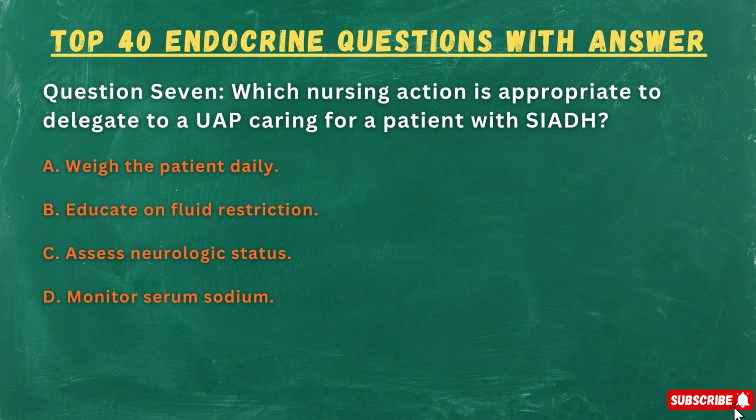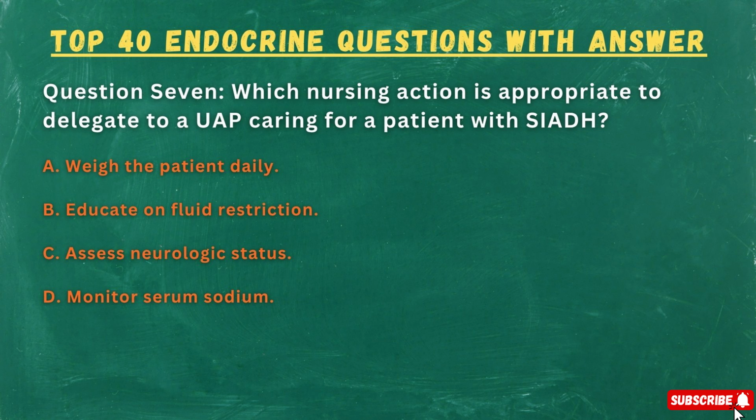Question 23. A nurse caring for a diabetic patient notes cool, clammy skin and slurred speech. What is the priority action? A. Recheck the blood sugar in 30 minutes. B. Administer IV fluids. C. Give 15 grams of fast-acting carbohydrates. D. Notify the healthcare provider. Answer: C. Give 15 grams of fast-acting carbohydrates.